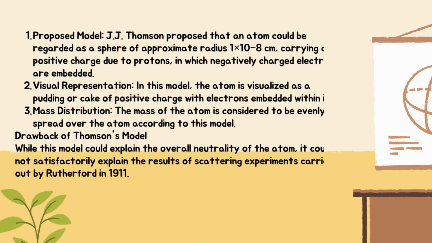J. J. Thomson proposed that an atom could be regarded as a sphere of approximate radius 1 times 10 to the power of negative 8 centimeters, carrying a positive charge due to protons in which negatively charged electrons are embedded. Visual representation. In this model, the atom is visualized as a pudding or cake of positive charge with electrons embedded within it. Mass distribution. The mass of the atom is considered to be evenly spread over the atom according to this model.